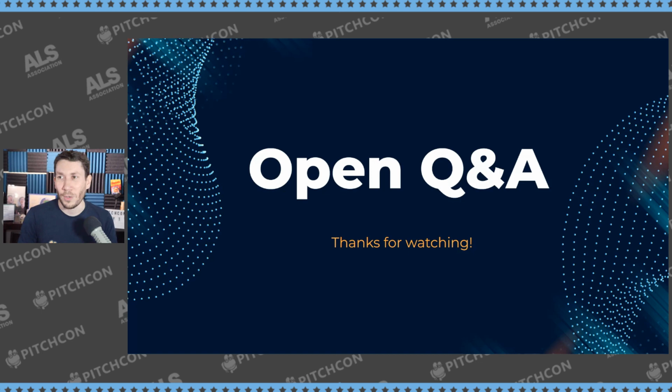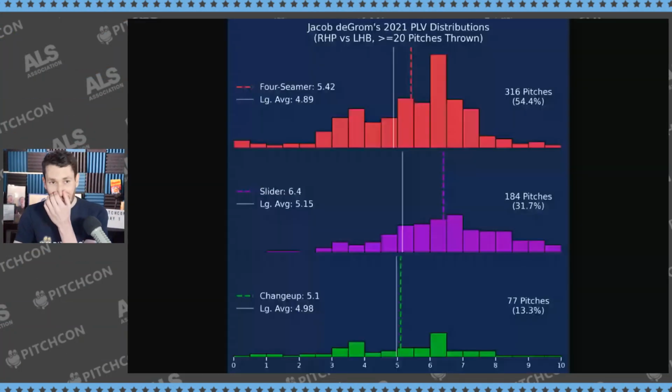What I will show you is some fun stuff here. Let me see if I can easily do this. I'm going to stop sharing that. So it's just me. Hi, what's going on, guys? Let me share this. Share screen, share Chrome tab. Yes. This is Jacob deGrom's PLV from 2021 against lefties. 6.4 PLV.